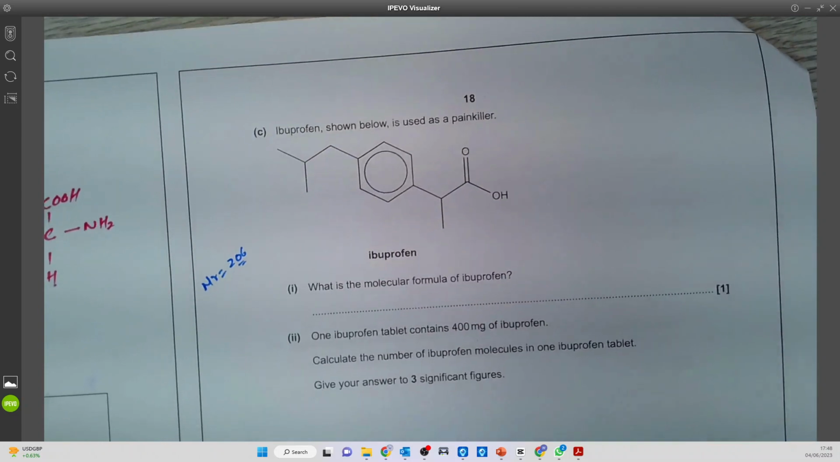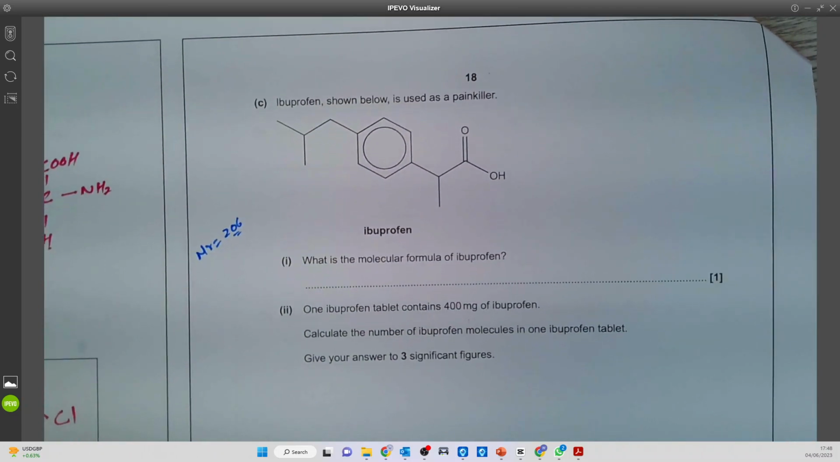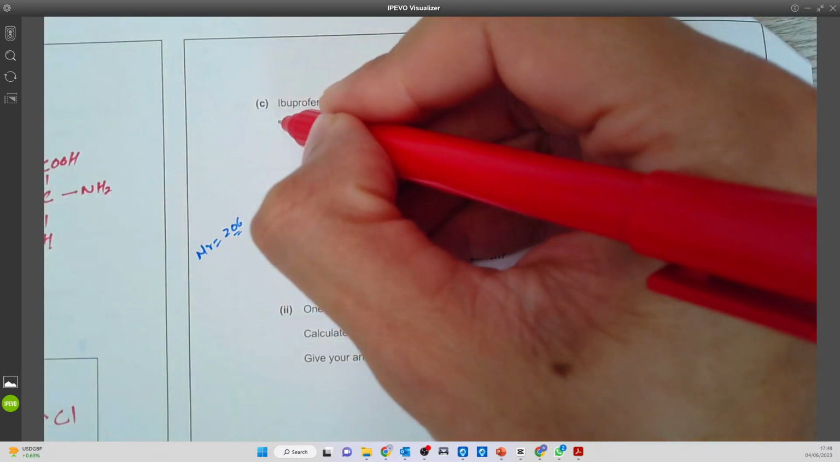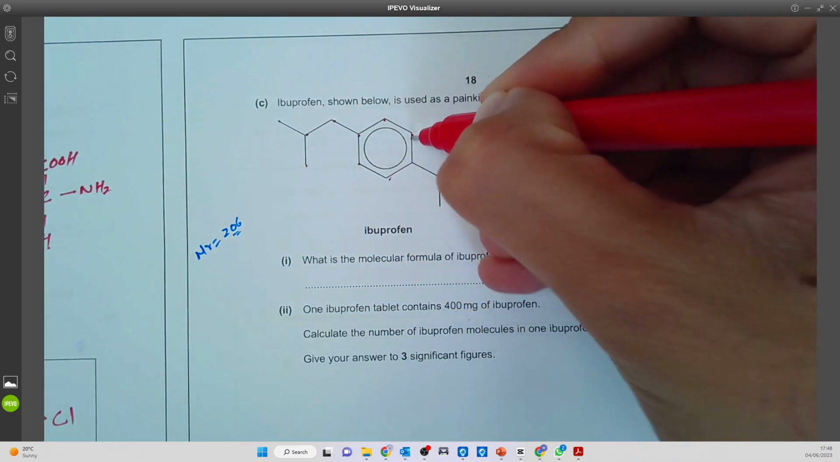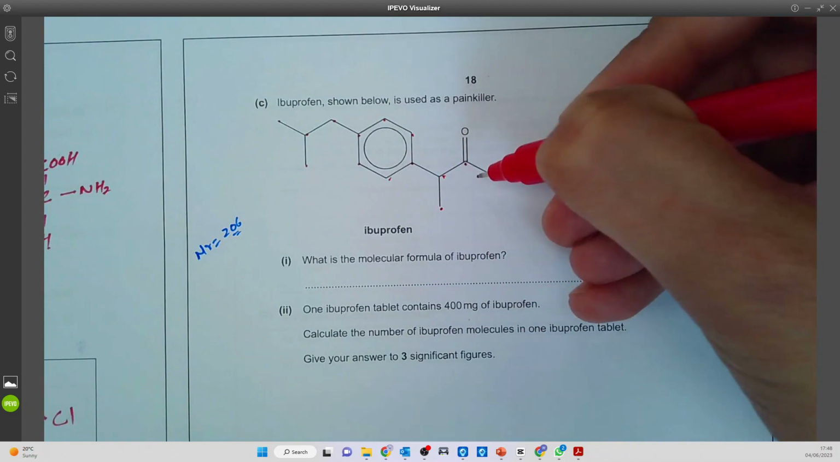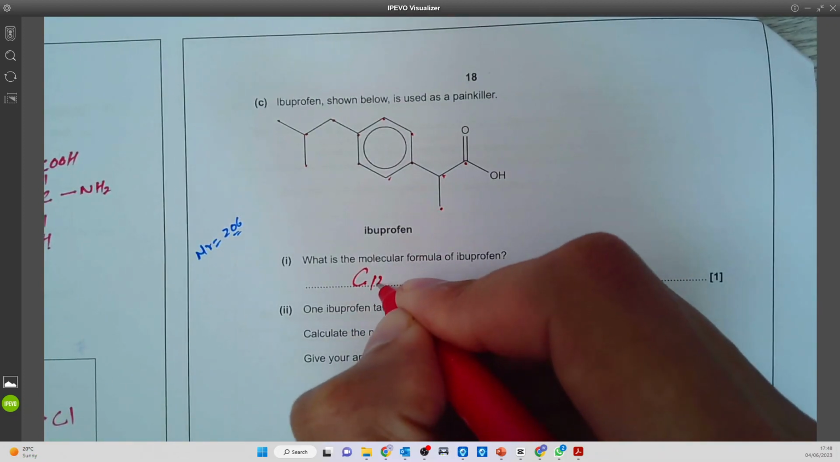Okay. Next question here. Now they've given us a substance called ibuprofen. We all take them as painkillers, and it says what is the molecular formula of ibuprofen? So you just count how many carbons are there. 1, 2, 3, 4, 5, 6, 7, 8, 9, 10, 11, 12, 13. So C13.